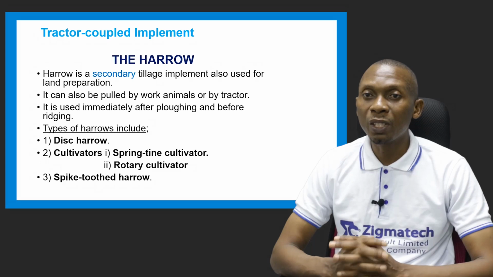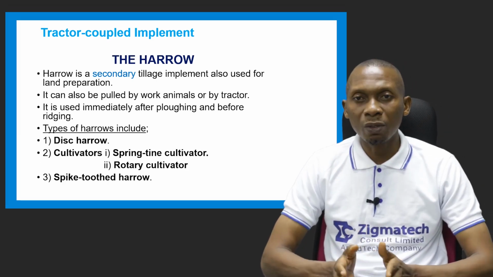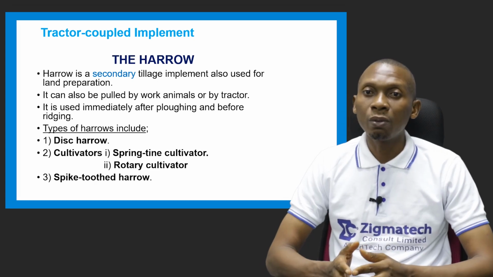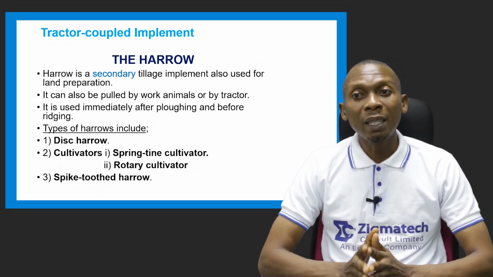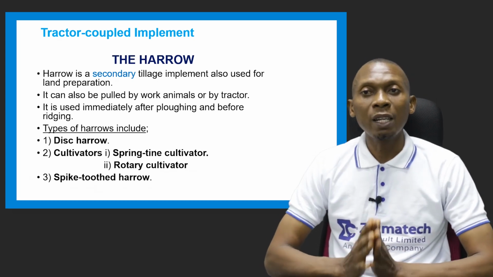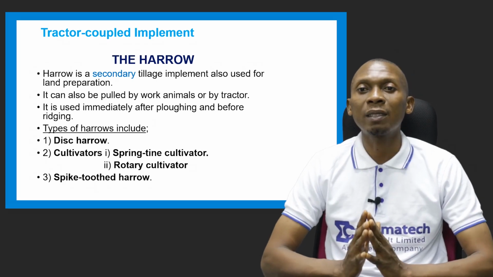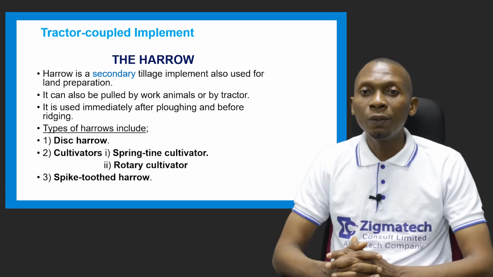It is used for land preparation. It can also be pulled by work animals or by a tractor. So it's a tractor coupled implement, and it is used immediately after plowing and before ridging. So when you use the plow, you now use the harrow. After the harrow, you use the ridger. So we're on the harrow now.